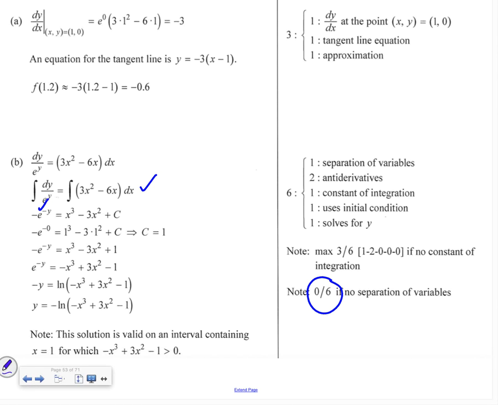We found an antiderivative, there's 2 more points. We knew to add a plus c. We knew to plug in the 0 and the 1, and then we knew how to solve all the way down for y. That gets the last point. Okay? Again, it says max of 3 out of 6 if you have no constant of integration. So if you don't include that plus c, there's no way that you're going to get the y equals equation correct. Okay? So you would only get 3 points then. All right.